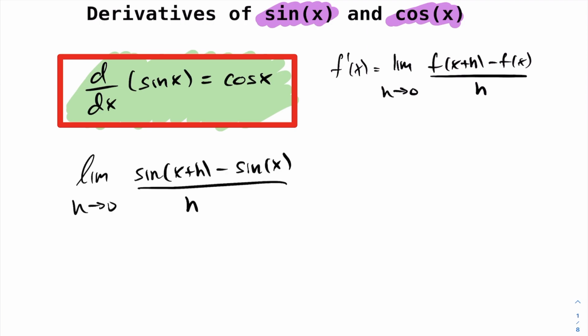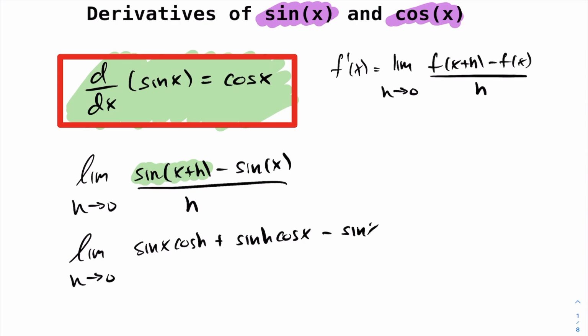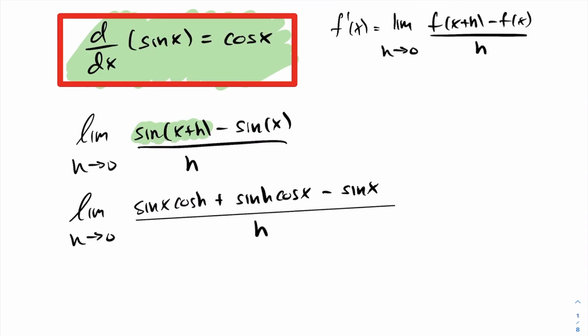Now we want to be able to use our limit properties and break this up. So we're going to focus our attention on the sine of x plus h and expand this out, in which case we get the limit as h goes to 0 of sine x cos h plus sine h cos of x minus sine of x all over h. We're going to go ahead and group together sine x cos h and the minus sine x together.